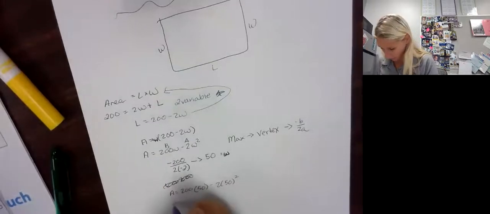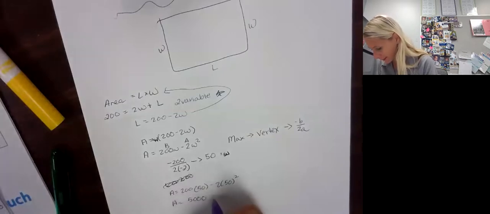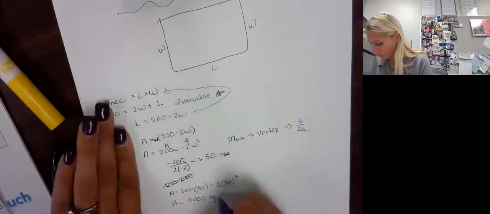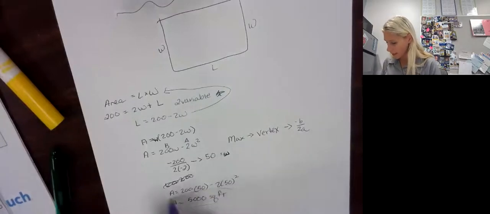So the max area equals 5,000. Now think of what area is. Area is squared, and then we were talking about feet. Okay, so we got our max area. That's our answer. What was our second part?